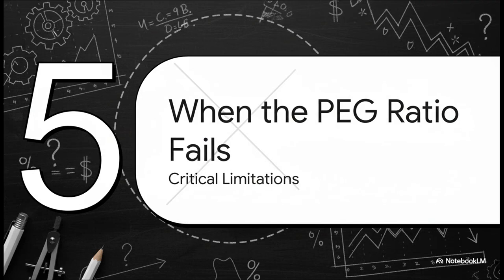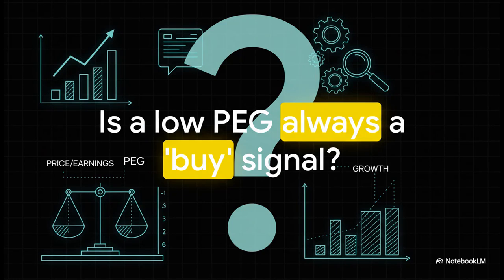Now, this all sounds pretty amazing, maybe even a little too easy. And this next part, this is where the pros really earn their stripes. Because you have to know when your tools can fail you. And trust me, the PEG ratio has some serious limitations. So that brings us to the most important question you have to ask yourself. Is a low PEG always a buy signal?